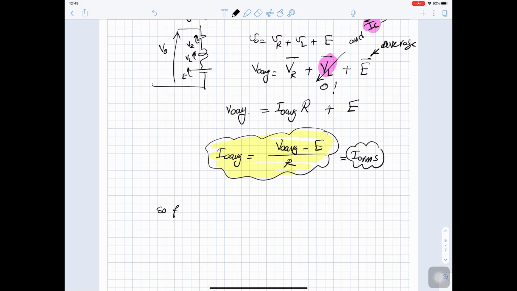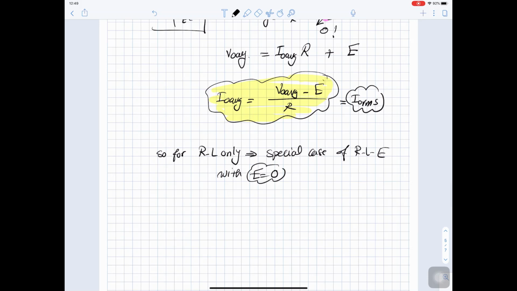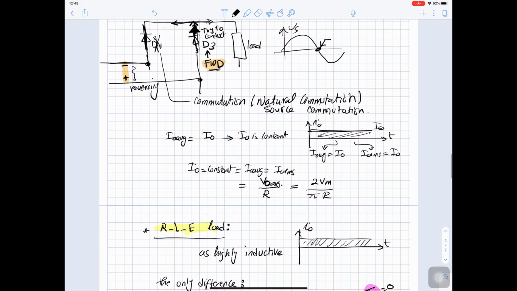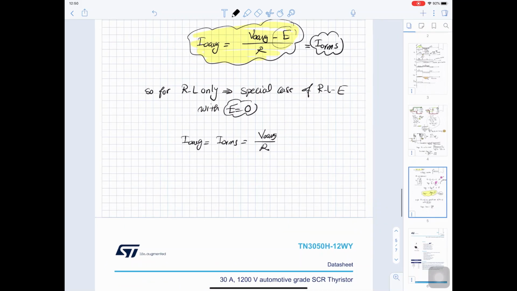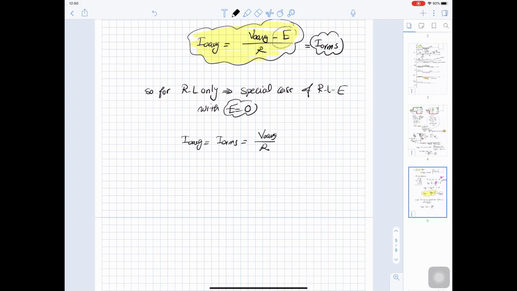So RL only is a special case of RLE with E equals to 0. If you put E equal 0, you can find that I out average equal I out RMS equal V out average divided by R, which is the same expression we used here. So this is the second type of load, or the last type of load, which is RLE load.